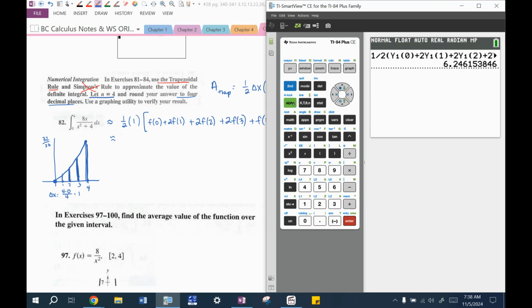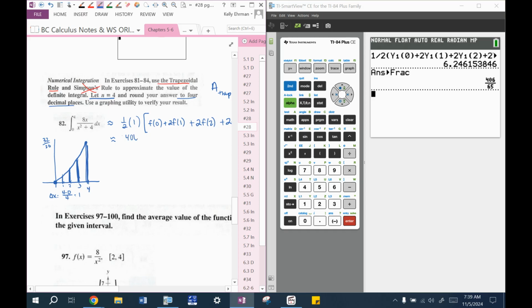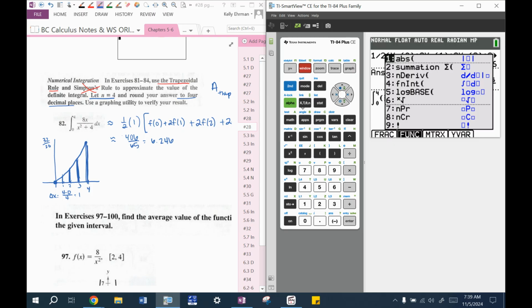And we can change that to a fraction if we wanted to. 406 over 65. That's a decimal. That was 6.246. That's our approximation here. And then use your graphing utility to verify. So when I do this actual integral, I shouldn't really get the exact same thing, because remember, the trapezoidal sum is just an approximation.